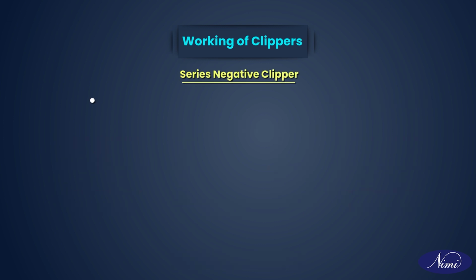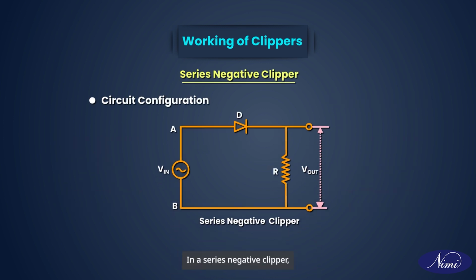Series negative clipper. Circuit configuration. In a series negative clipper, a diode is connected in series with the input signal source and a load resistor, but with the diode oriented in the opposite direction compared to the positive clipper.